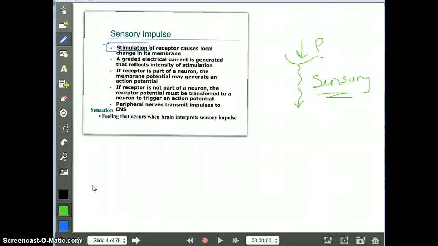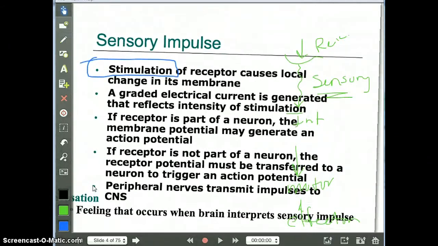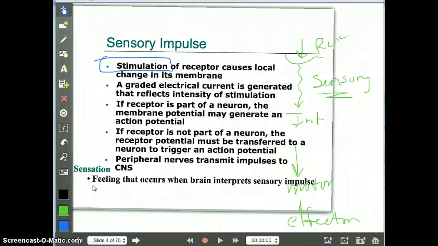If we have our receptor site here, remember we go from receptor to sensory neuron to interneuron to motor neuron to effector. That's the generalized pathway that these sensations are going to be taking. So if I look at our steps here, we've got that stimulation, the great electrical current is going to be stimulated, and a receptor is part of the neuron, we've talked about that.